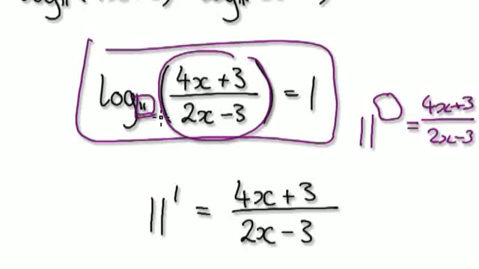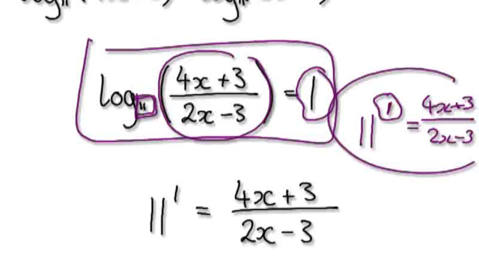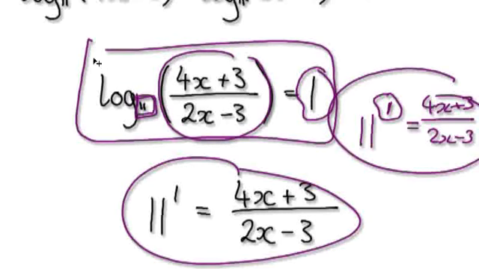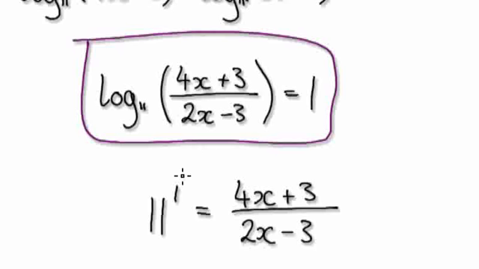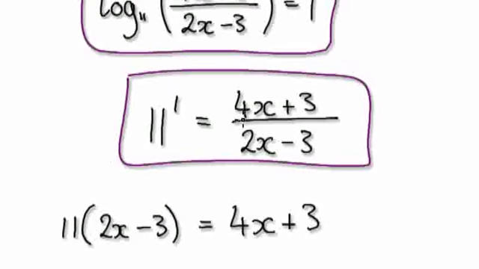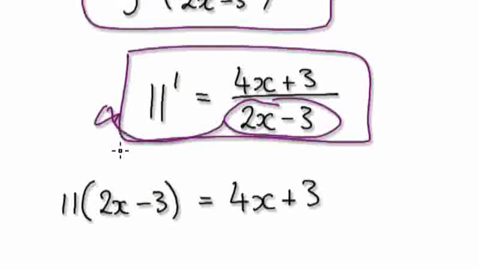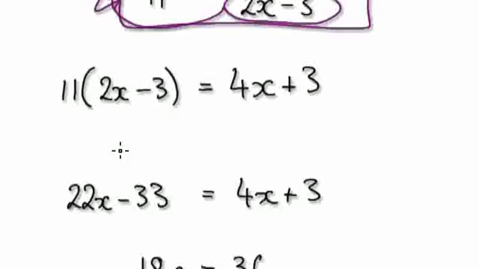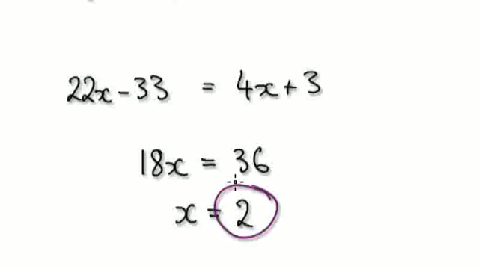Your eyes zoom into here. 11 to the power of what? But the what in this case is 1. So it's 11. When you translate this, see, this is exactly the same as this here. So when you translate this, it will give you this. Now times both sides by this thing here, and then x equals 2 in this case.